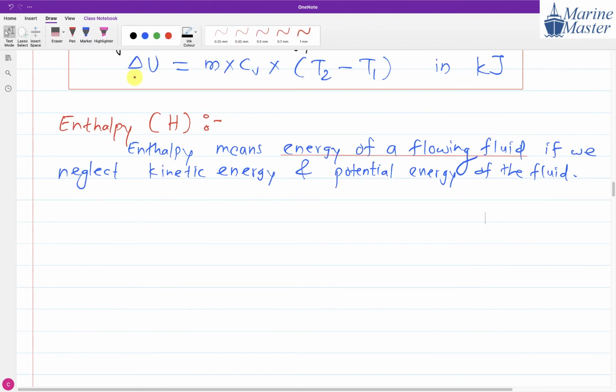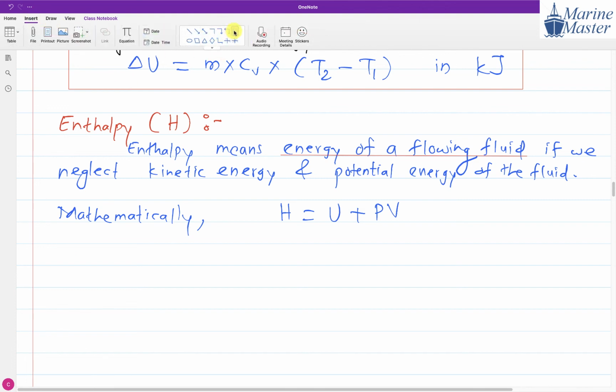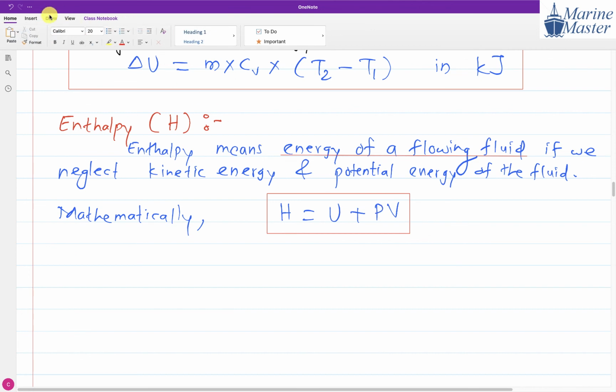Try to see the scenario. Mathematically, enthalpy means what? This is the only mathematical definition. Mathematically, H is equal to what? Capital U stands for internal energy, P stands for pressure, and V stands for volume. So mathematically, enthalpy H is equal to U plus PV, and its unit will become what? Enthalpy is an energy, so its unit is again kilojoule.